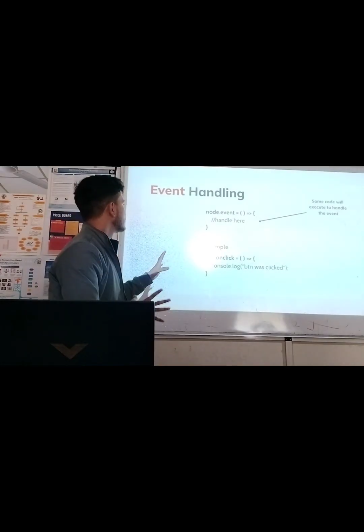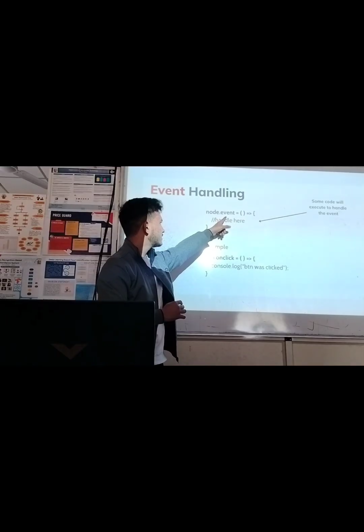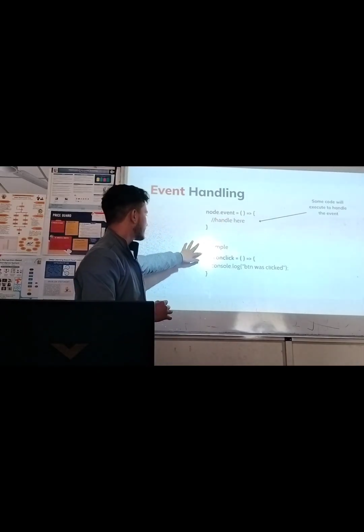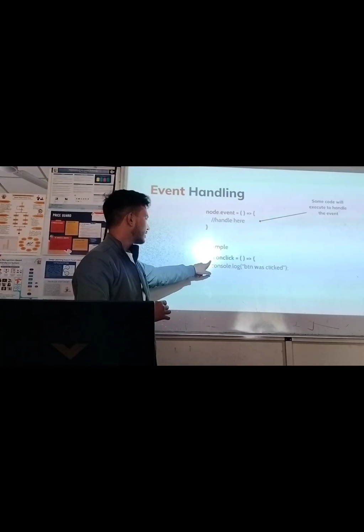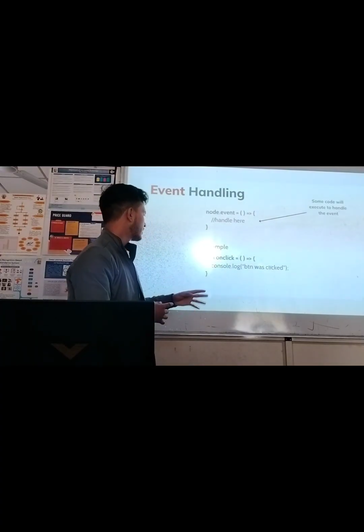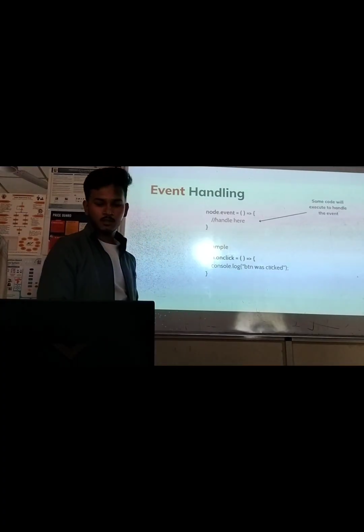Event handling is done using this type of syntax. Here, this is the element, and an event is added to the element. If that event occurs, then this code will be executed. Here's an example. We have selected a button using a DOM method, and an on-click event has been attached to it. If we click on the button, then this is printed in the console: button was clicked.